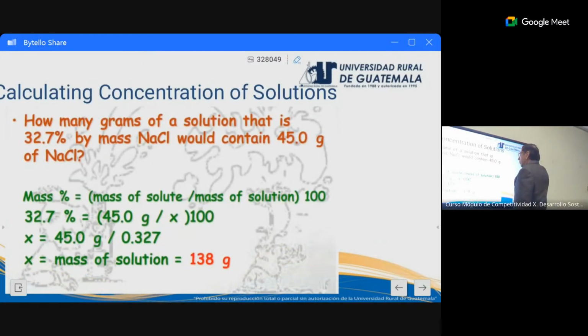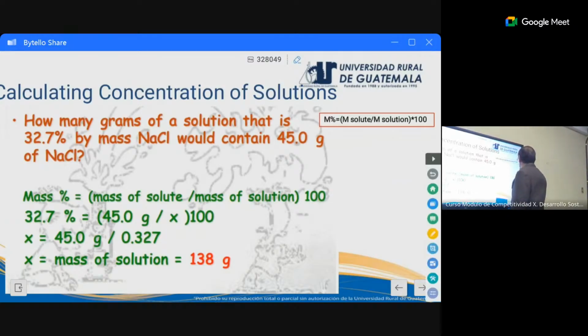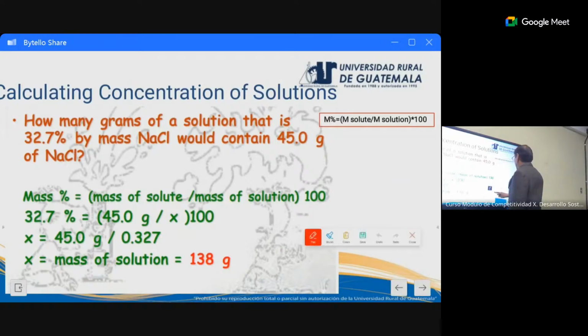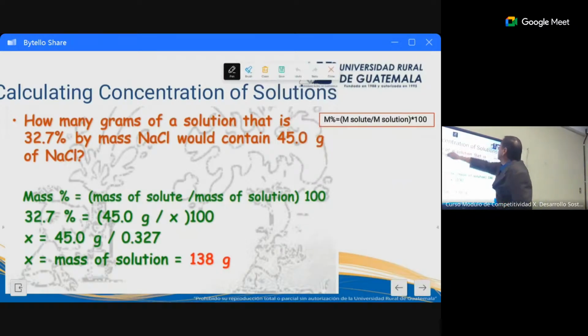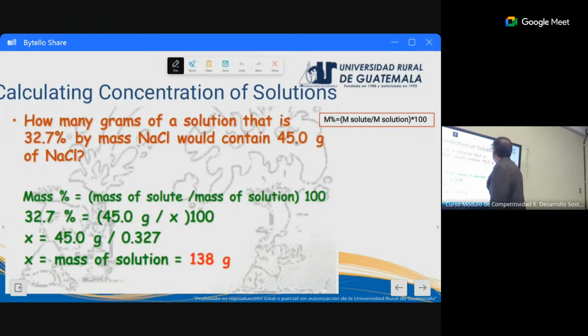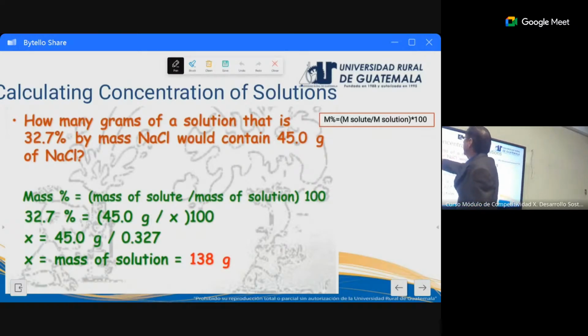And this is our first example here. Let me check. And we're going to use this formula that we saw before, on the previous slides. And this problem says, how many grams of solution? So the question here is this one: how many grams of solution?